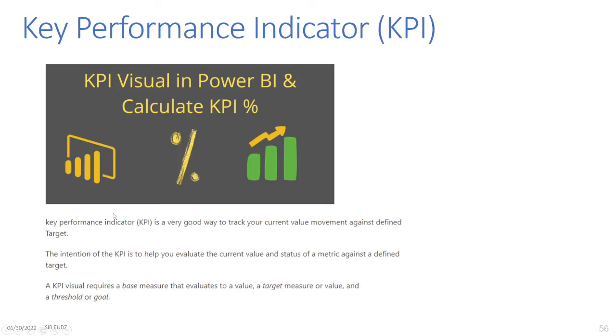Key Performance Indicator, or KPI. A KPI is a very good way to track your current value movement against a defined target. The intention of the KPI is to help you evaluate the current value and status of a metric against a defined target. A KPI visual requires a base measure that evaluates to a value, a target measure or value, and a threshold or goal.